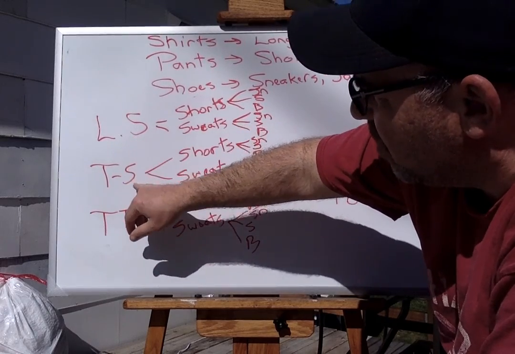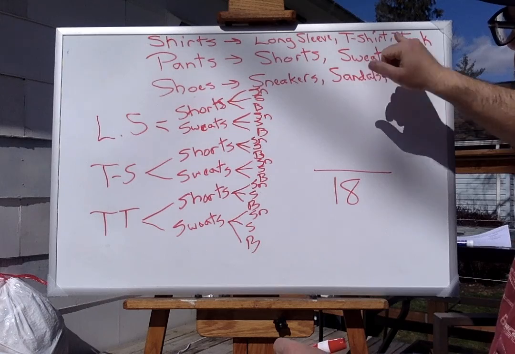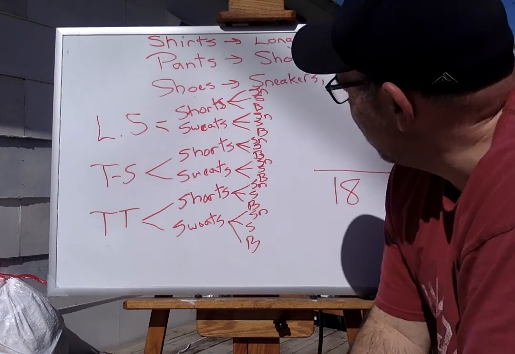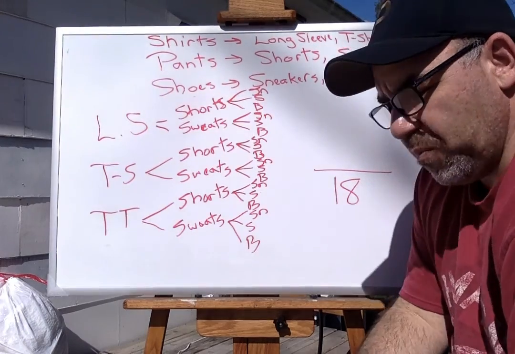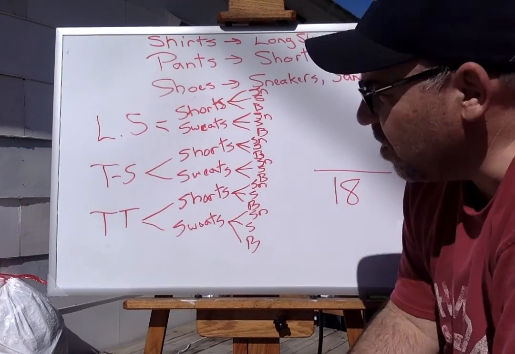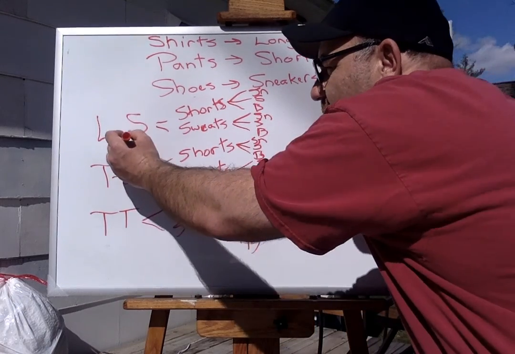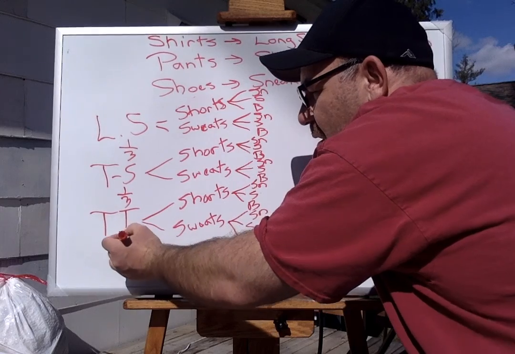What is the probability of you picking one of these 3 shirts? Well, the probability of you picking a long sleeve shirt is 1/3. The probability of you picking a t-shirt is 1/3. The probability of you picking a tank top is 1/3. So each one of these has a probability of occurring of 1/3.